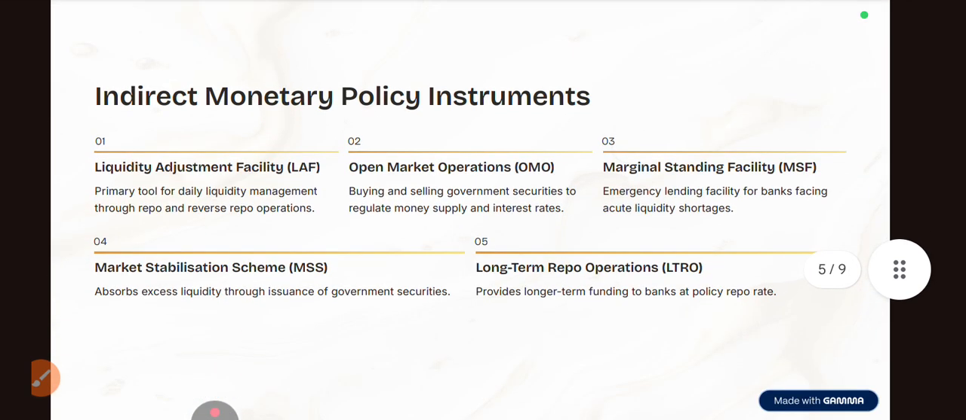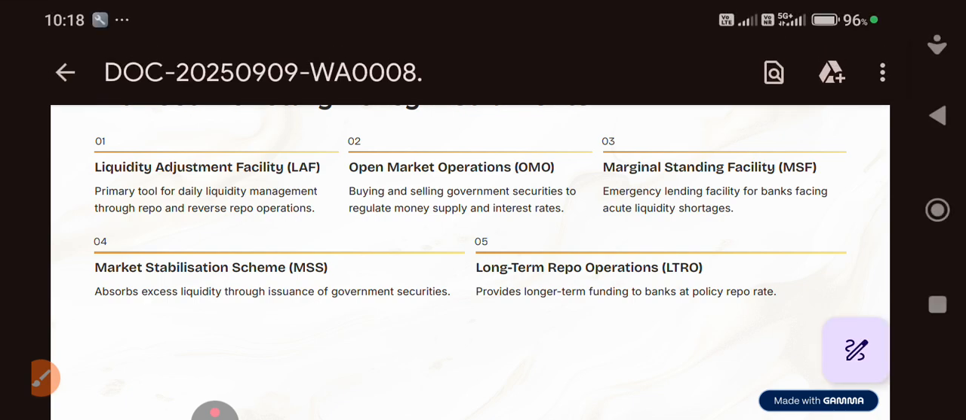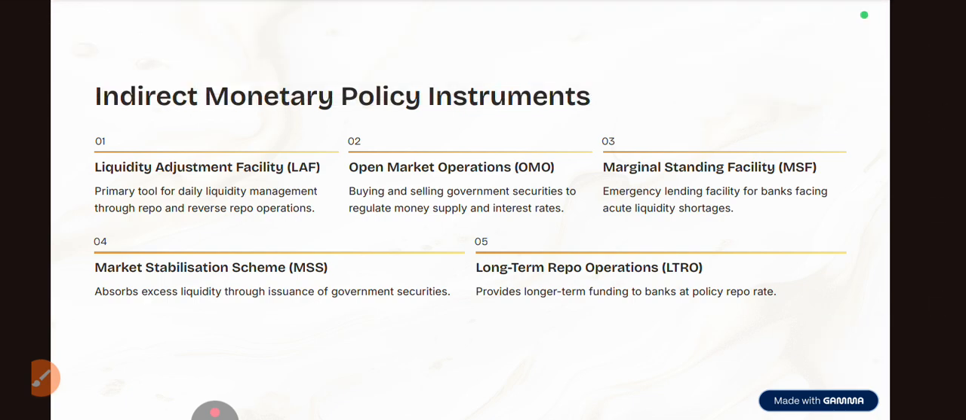Now let's move to indirect monetary instruments. The first is LAF, the Liquidity Adjustment Facility. I am teaching you this because nobody teaches this concept in detail on YouTube. LAF is the primary tool for daily liquidity management, through repo rate and reverse repo rate operations. Now, open market operations: buying and selling of government securities to regulate money supply and interest rates. Next is the marginal standing facility, an emergency lending facility for banks.